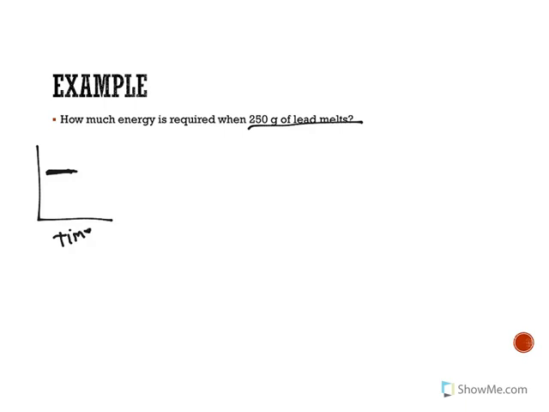Time and temperature on the side. We just need to figure out how much energy is required in that change of state. And remember, whenever we have that horizontal line or that change in state, we need to use Q is equal to mL. When it's talking about lead melting, melting means we need to use our heat of fusion value because it's changing from a solid to a liquid.